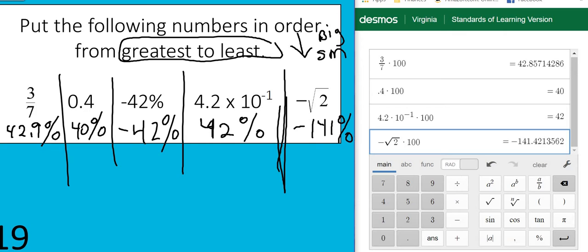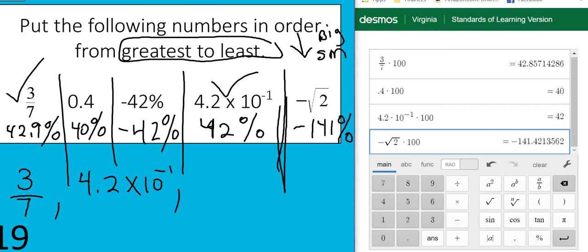Those negatives are definitely going to be in the smallest end. So let's look at the others. We've got 42%, 40%, and 42.9. So the 42.9 is definitely the biggest. Then comes the 42%, which is 4.2 times 10 to the negative 1. Then we have 40% right here, which is 0.4, but now we get to the negatives.